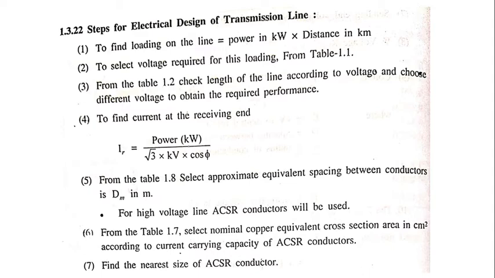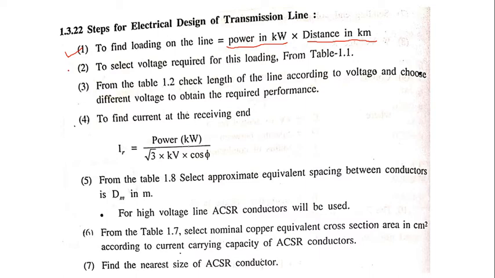First, to find the loading on the line, we are going to use the equation: line loading is equal to power in kilowatt, that is, the demand of power that is required, and the distance at which we require that amount of power. From that we find the loading on the line.